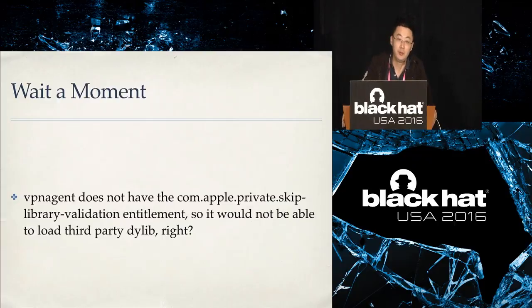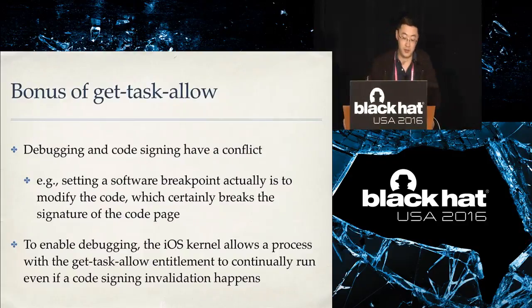But you may already notice that VPN agent does not have the com.apple.private.skip-library-validation entitlement. So even now the question is, even if we are able to run VPN agent, and we can ask it to load our library, we cannot bypass the TeamID validation, right? So there are two bonuses of get-task-allow.